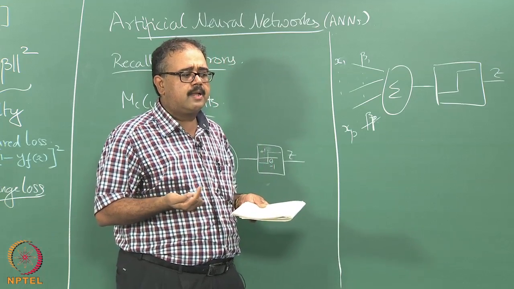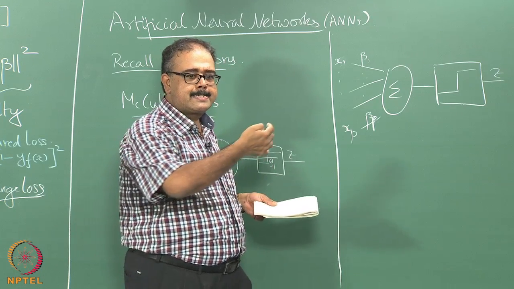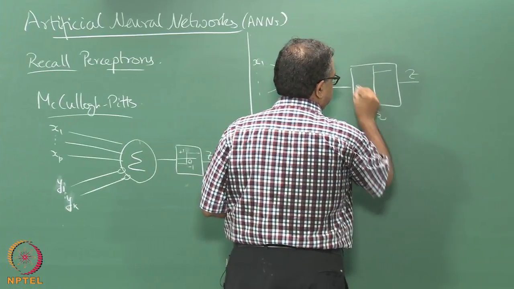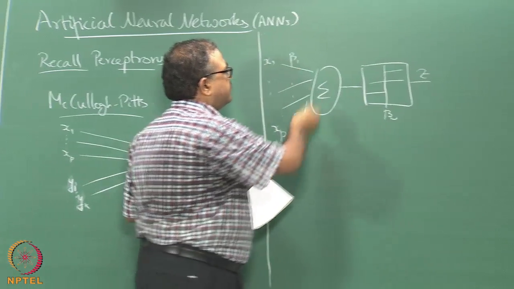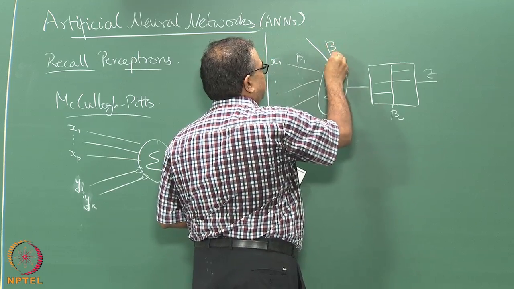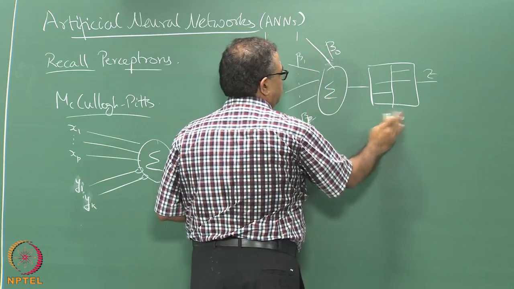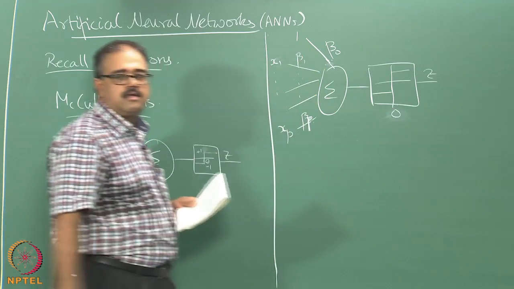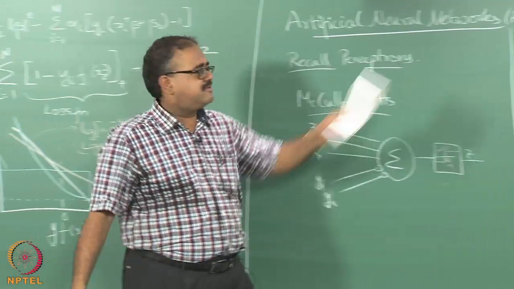So what is the threshold? Beta naught, right. So another way of doing it is to actually add yet another input, weigh that as beta naught and put a 1, right, okay.